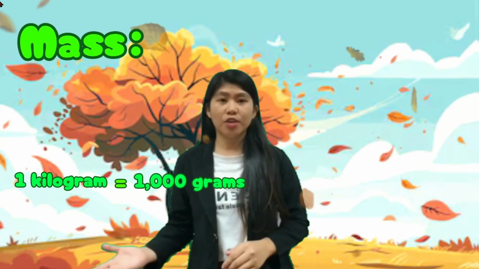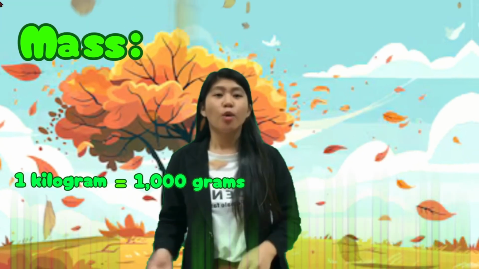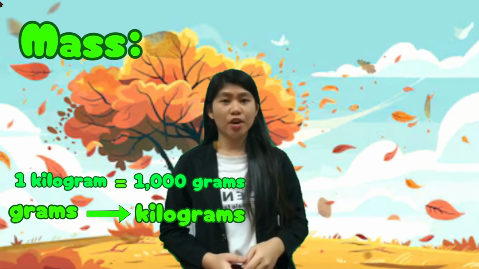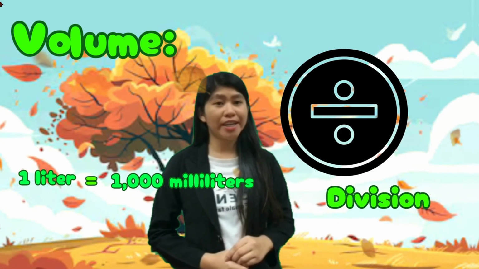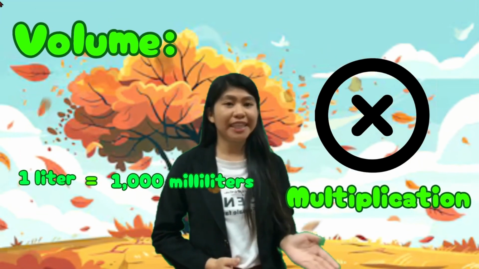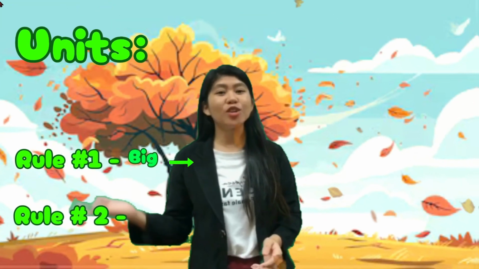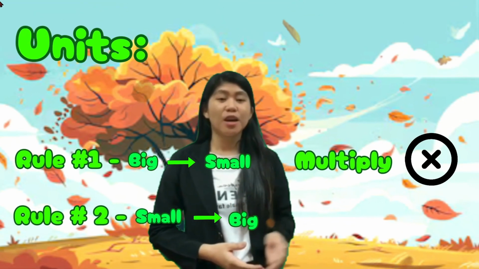In mass, 1 kilogram is equivalent to 1,000 grams, and in converting kilogram to grams, we use multiplication, while grams to kilogram, we use division. While in volume, 1 liter is equivalent to 1,000 milliliters, and we use division in converting milliliter to liter. Multiplication if we convert liter to milliliters. And remember kids, when converting between units, we follow the rules. Big to small unit, we multiply. And small to big unit, we divide.